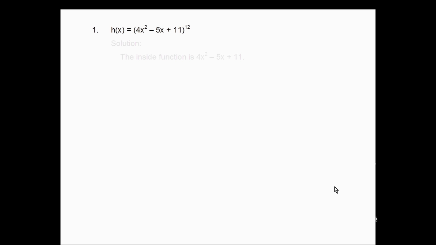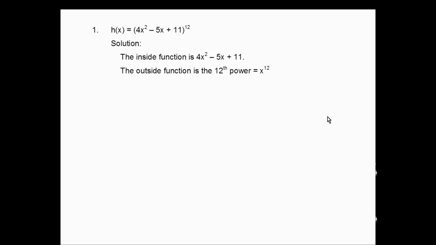Okay, now hopefully you see something inside of parentheses. So the inside function is 4x squared minus 5x plus 11. The outside function is taken to the 12th power. So that would be x to the 12th. So the function inside parentheses, that's g of x. The function outside parentheses, that's f of x. So g of x is 4x squared minus 5x plus 11, and f of x is equal to x to the 12th.